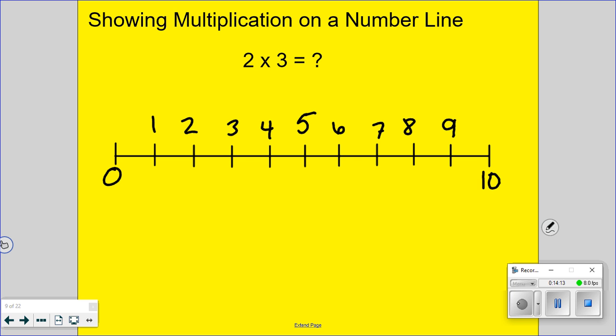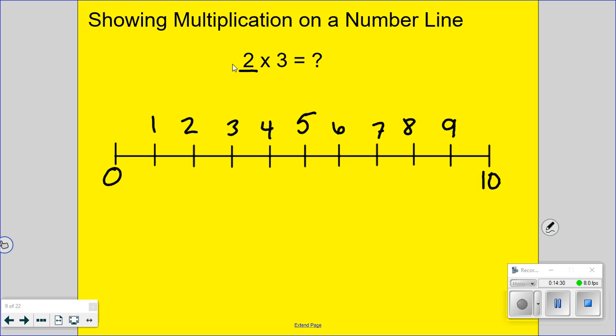Emma, what if I had 4 groups? 4 hops. Paxton, what if I had 3 groups? 3 hops. Bowen, what if I had 17 groups? 17 hops. All right, so we know we have 2 groups, 2 hops.